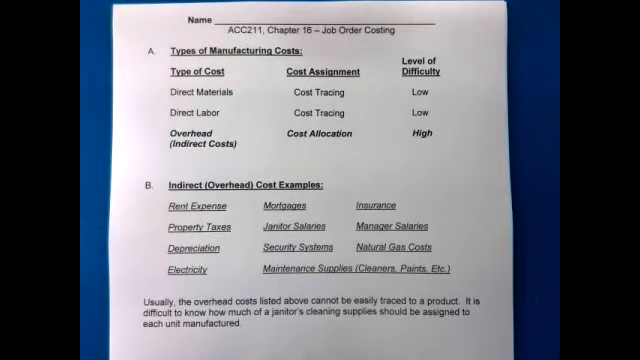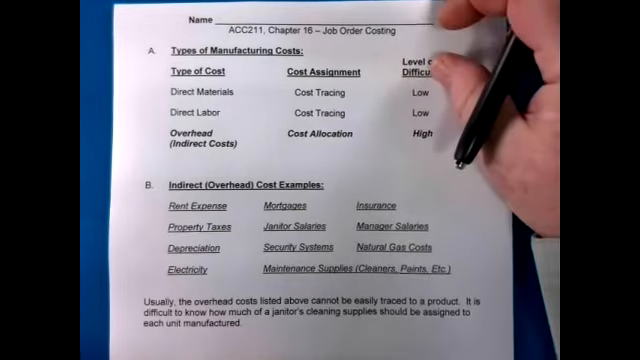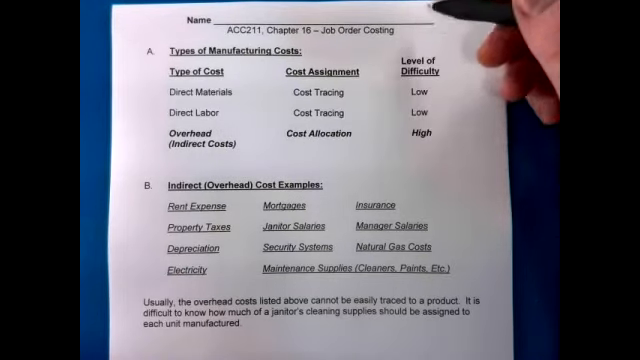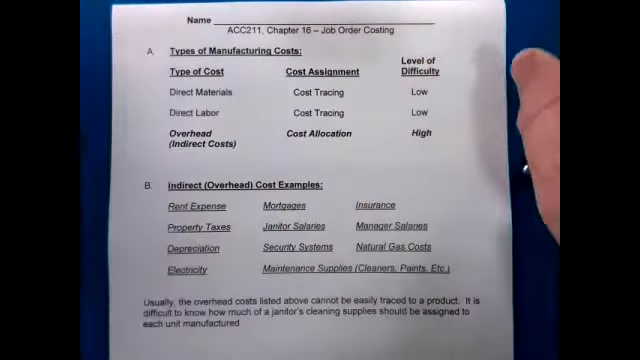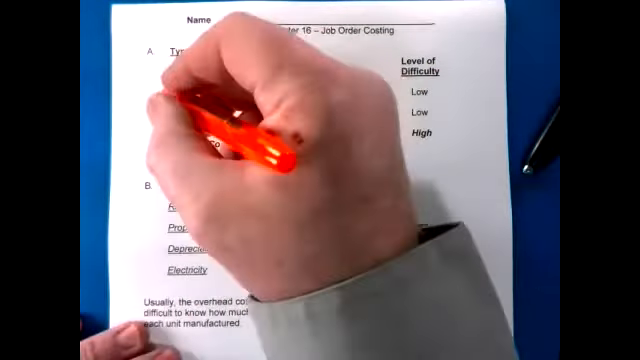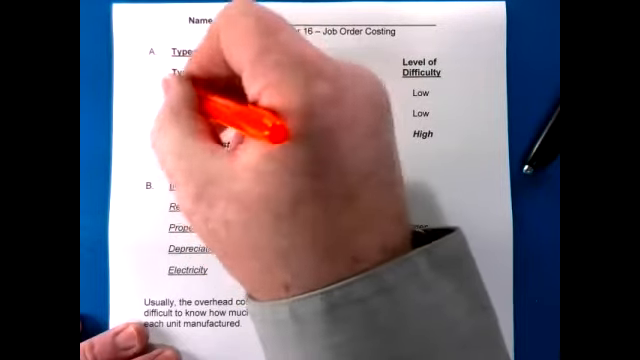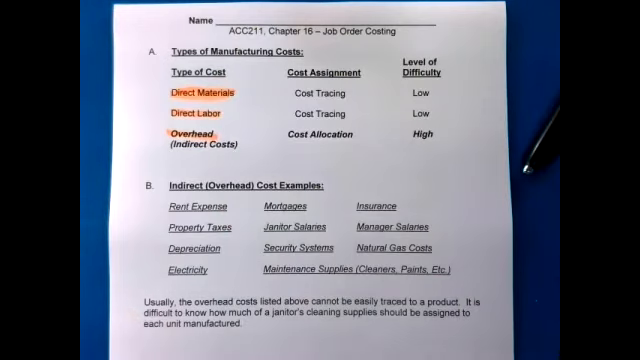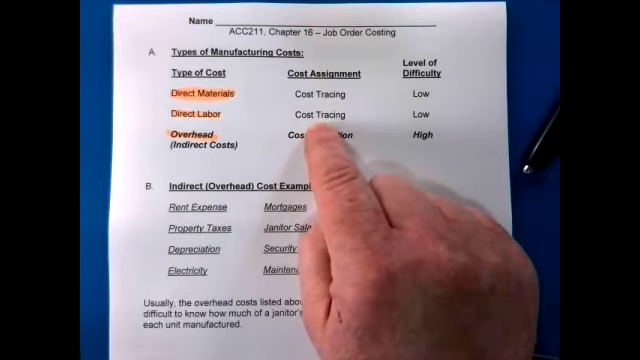Want to get started. Job order costing is similar to what we just did. You'll notice that these are very familiar accounts, the same ones we used before. Direct materials, direct labor, and overhead. Now, these first two are pretty easy.